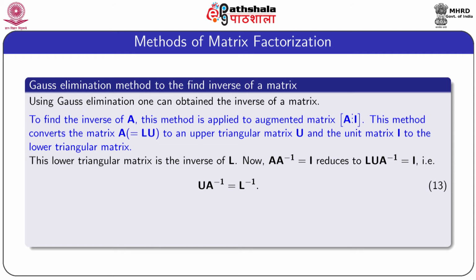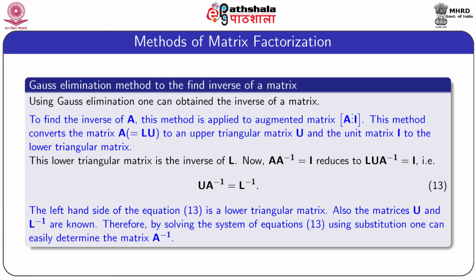This lower triangular matrix is the inverse of L. Also we know that A times A inverse equals I. So A A inverse = I reduces to LU A inverse = I, because A is L times U, that is U A inverse = L inverse.